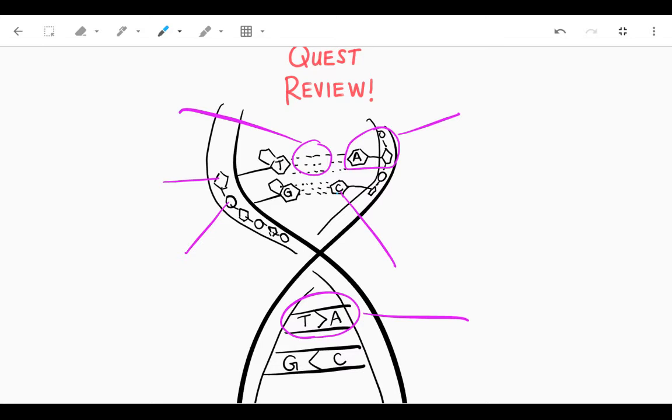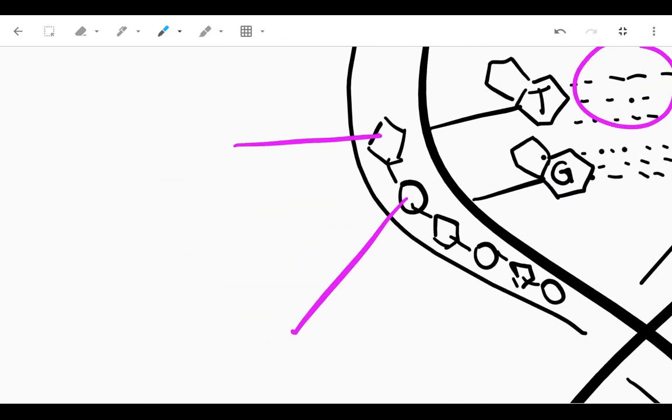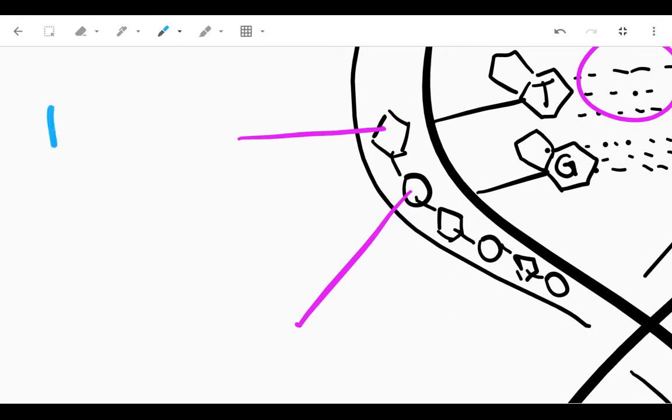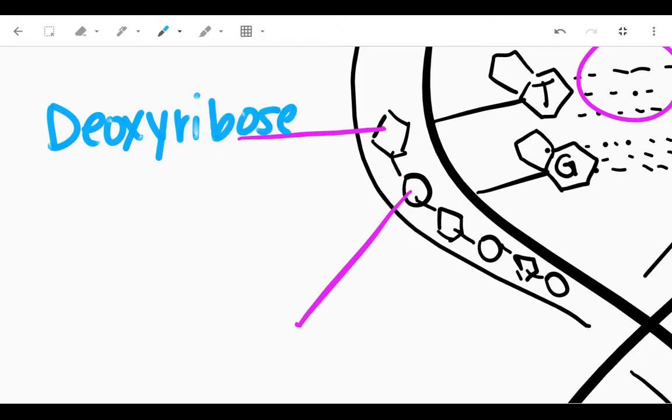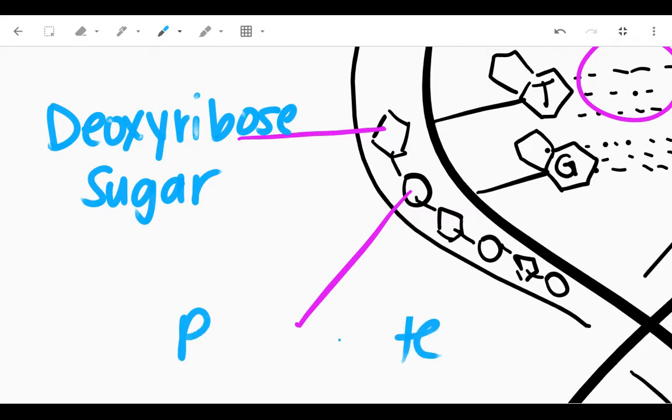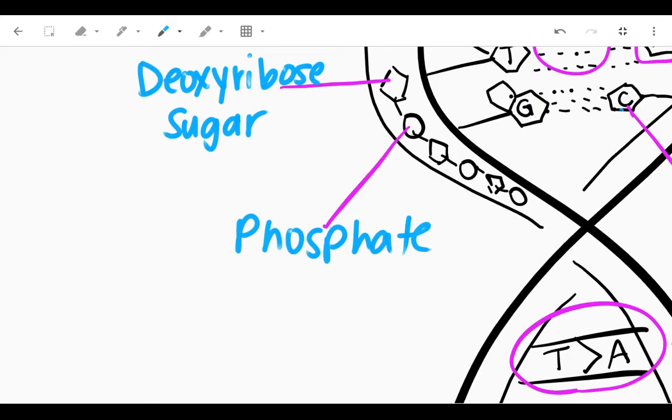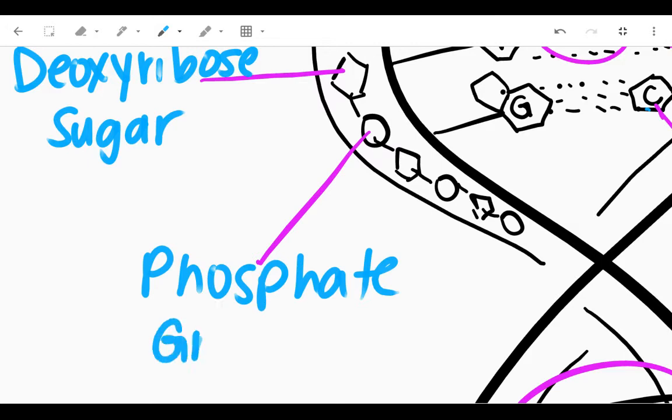First thing that I want us to look at is the backbone of our DNA. There are two main parts. There's your deoxyribose sugar, and there's also your phosphate group. Let's see if phosphate group will actually pop up on my screen for me. So you have those two main parts.